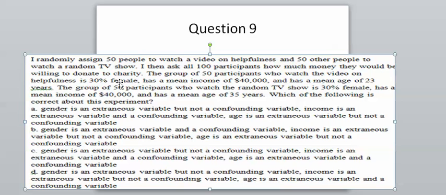Gender is not confounding because the two groups have the same number of females, same percentage. Income isn't confounding because the two groups have equal average incomes, so that's not confounding. But age is confounding because the two groups are different in age. One group is older than the other group, 23 and 35.